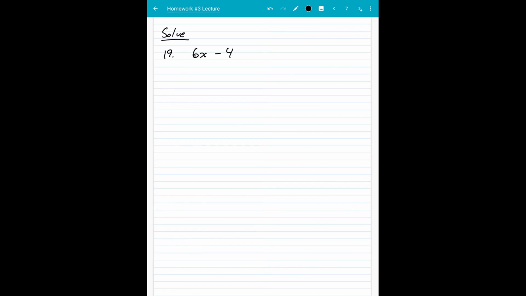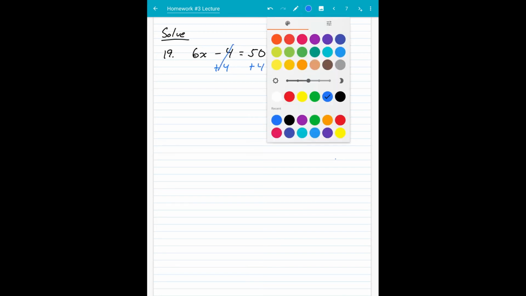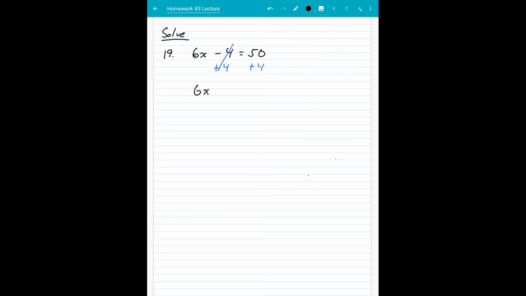6x minus 4 equals 50. So again, our goal is to have all variables on the left side, all numbers on the right side. As we see, we have all the variables on the left side. Not all the numbers are on the right side, so we need to move this guy to the right side. So to move a negative 4, we need to add 4 on both sides. That gives us 6x equals 54.